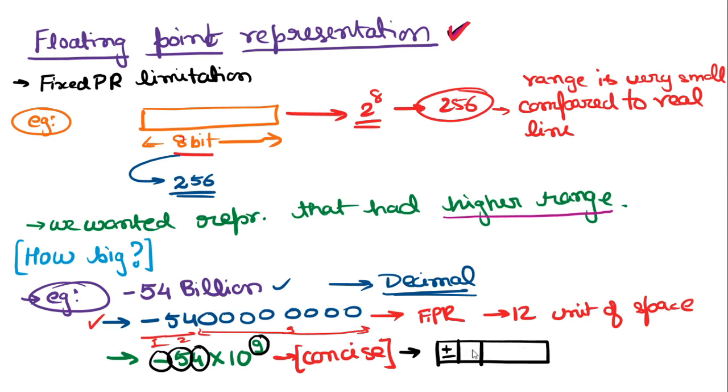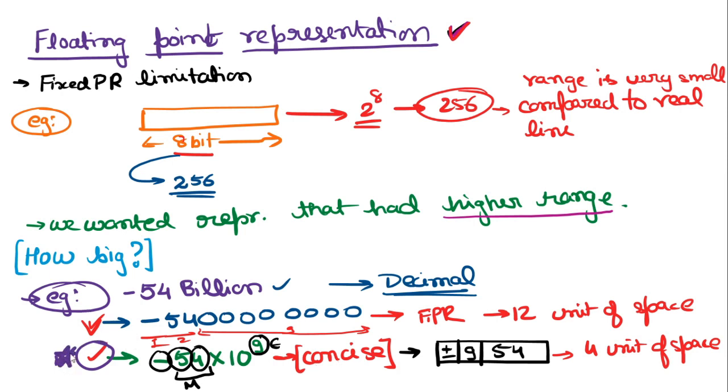So 9 here, and 54. Two spaces are required for this part, which is called the mantissa, and this is called the exponent. So how many spaces are required? We require only 1, 2, 3, 4 units of space, and we are able to represent the same number, right? So which one is better, this or this? Obviously, if you want to represent the number concisely, this is better.